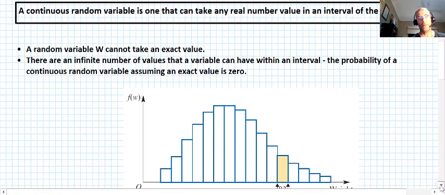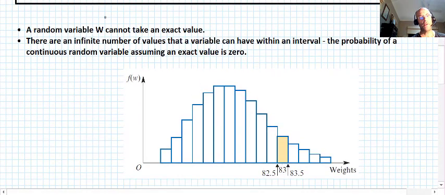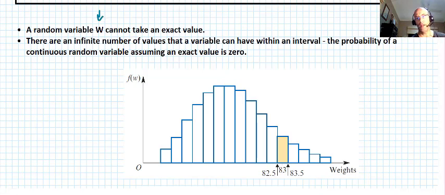Okay, so continuing on here, let's say we have a variable w, might be the weight or the mass or something, not that those two things are the same, but whatever it is. W is a continuous variable, it cannot take on an exact value. It can't take on one specific value, because there's an infinite number of values that can occur within an interval. And so the probability of an individual value is 0.